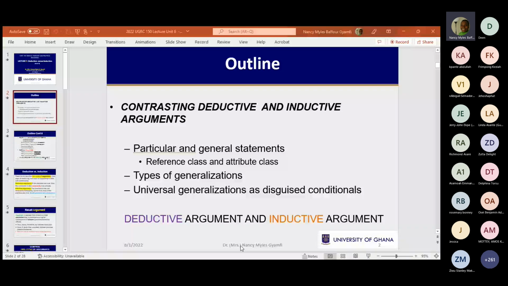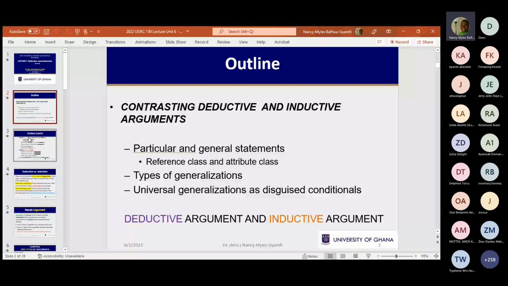You look at it and it is not, then you say it is what, a generalization. And there can be two types of those generalizations, which are in your slides there. We have touched on it, okay? And then we know that generalizations are also what, disguised conditionals.